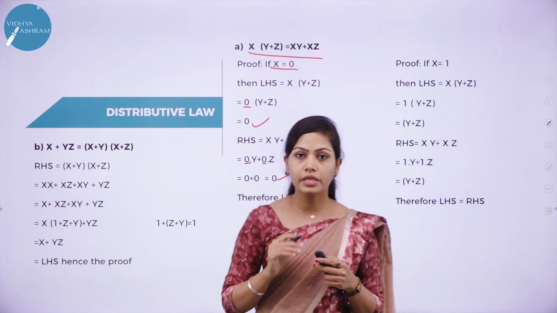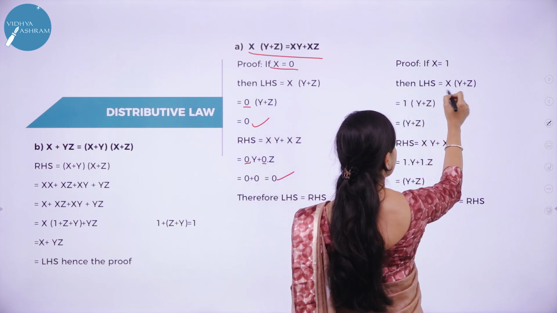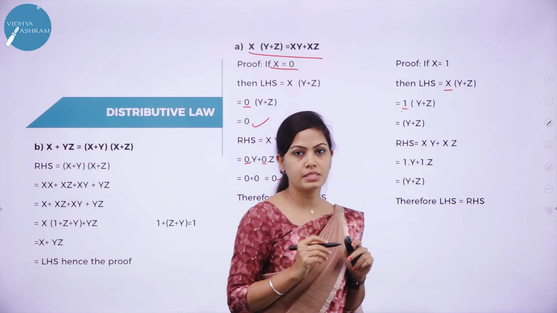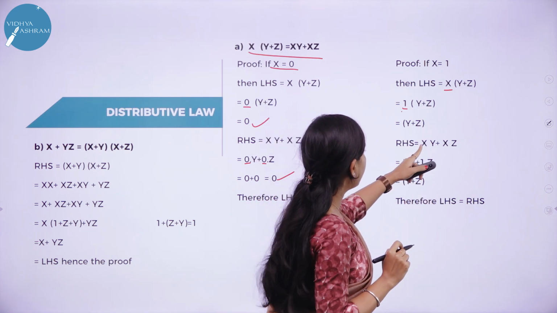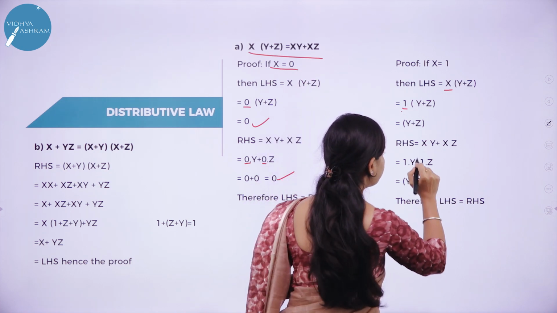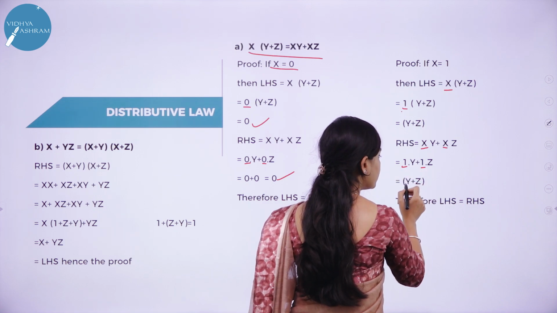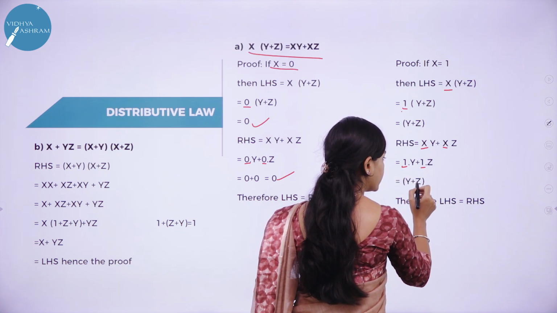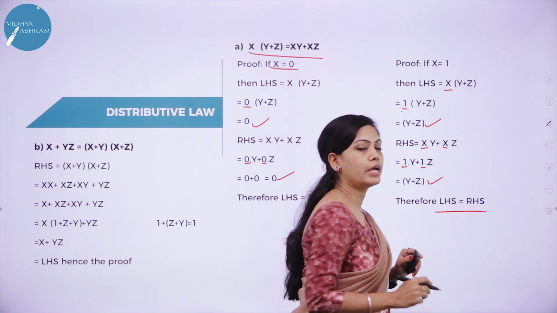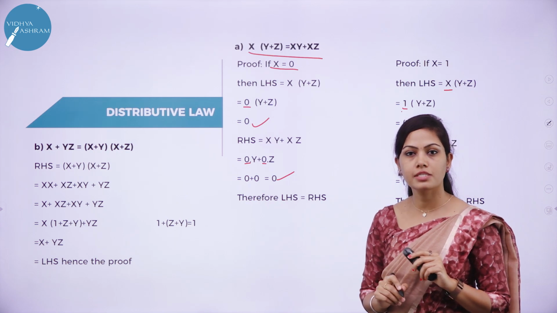If x is equal to 1, substitute the value of x here, and 1 into (y plus z) is equal to y plus z. And RHS is xy plus xz. Substitute x is equal to 1: 1 into y is y, 1 into z is z. So, you will get y plus z is equal to y plus z, that is your LHS and RHS value. This is your first theorem in distributive law.